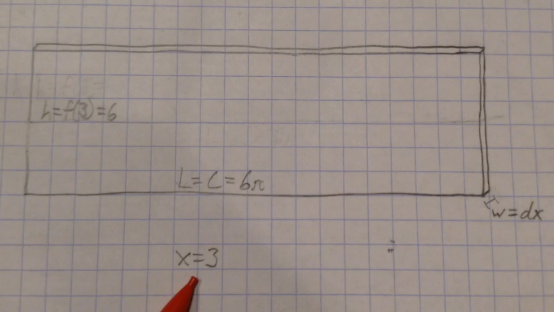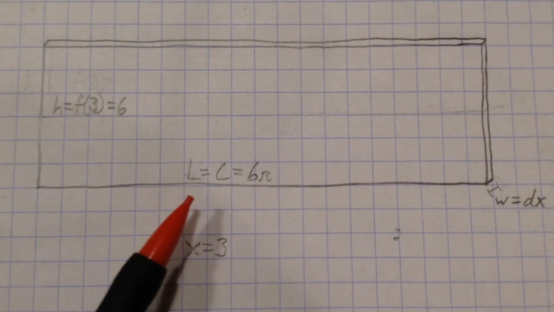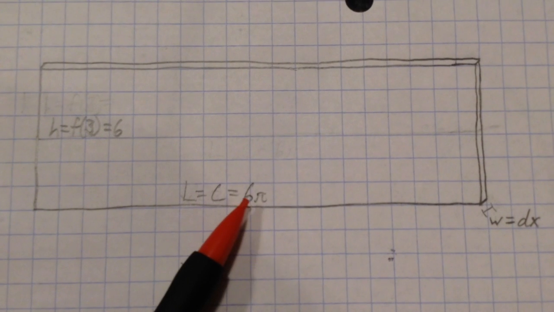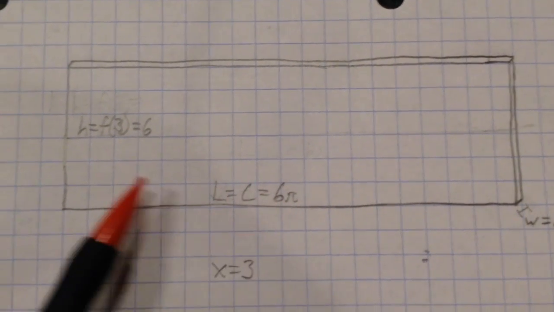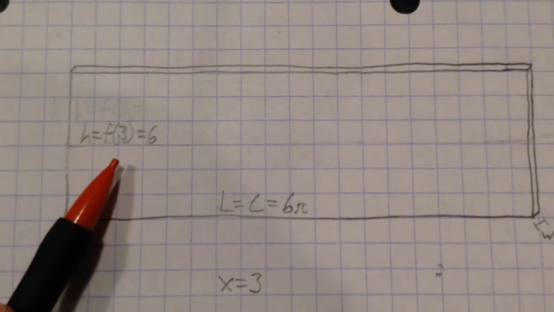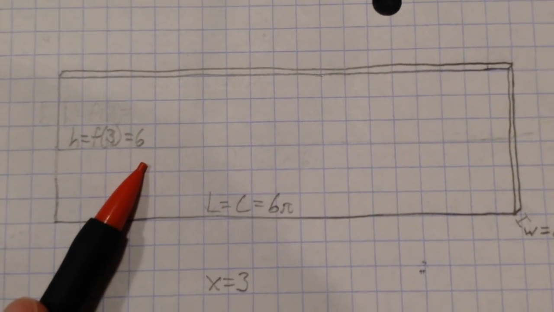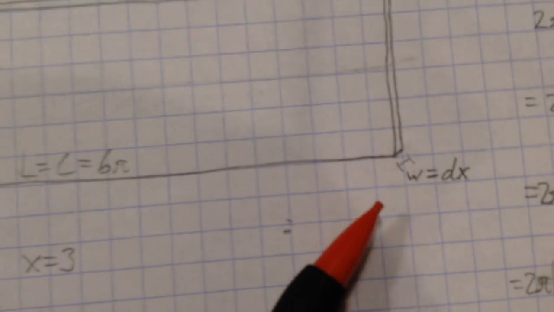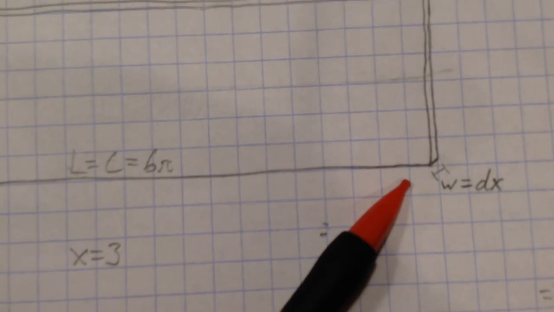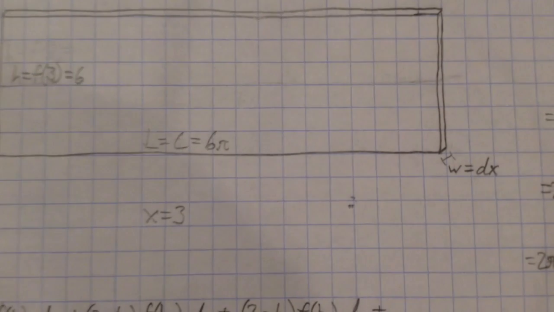Next here, I just drew out that shell that we just calculated the values for and plugged in the values so you could see them. We have the length, circumference of 6 pi there, and then we have the height of f of 3, which is equal to 6. And then over in the corner there, you can see we have the width, which is equal to just our dx, our change in x.